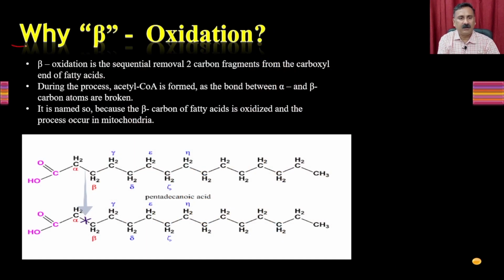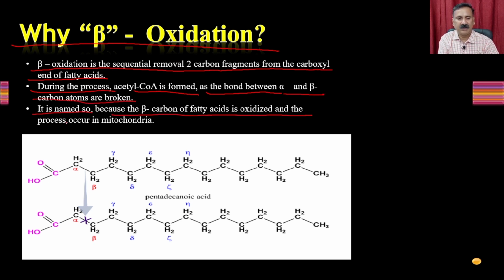Now, what is beta oxidation? And why is it called beta oxidation? So, beta oxidation is a sequential removal of 2 carbon fragments from the carboxyl end of the fatty acids. During this process, acetyl CoA is going to be formed, as the bond between the alpha and the beta carbon is broken. It is named so because the beta carbon of the fatty acid is oxidized, and the process occurs in the mitochondria.